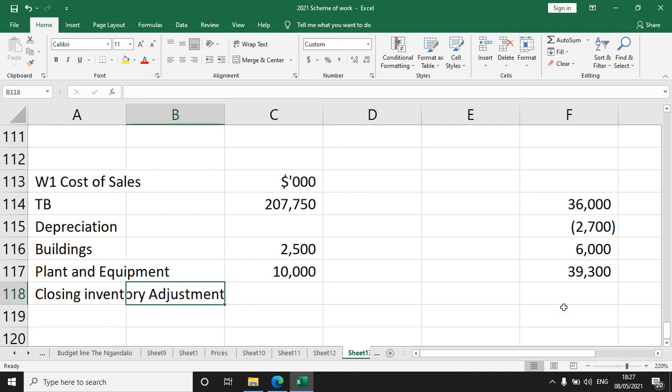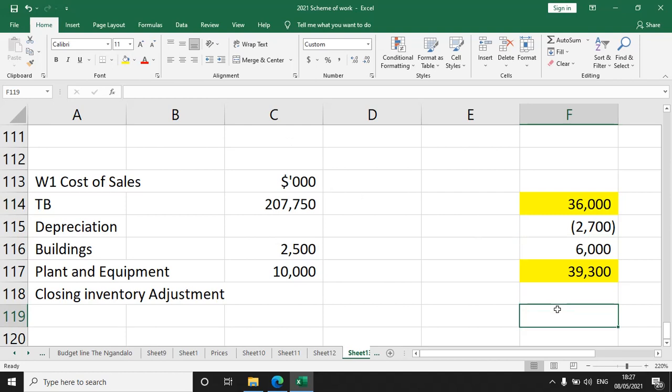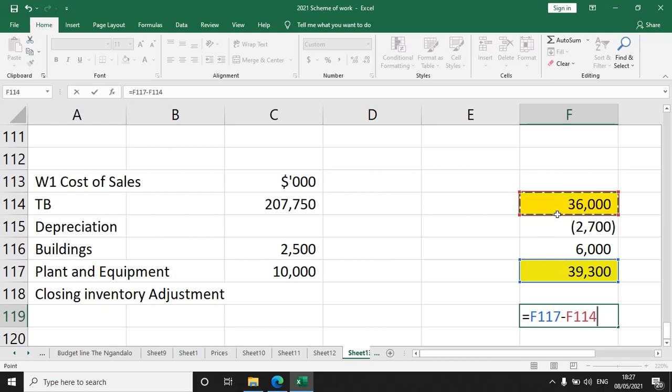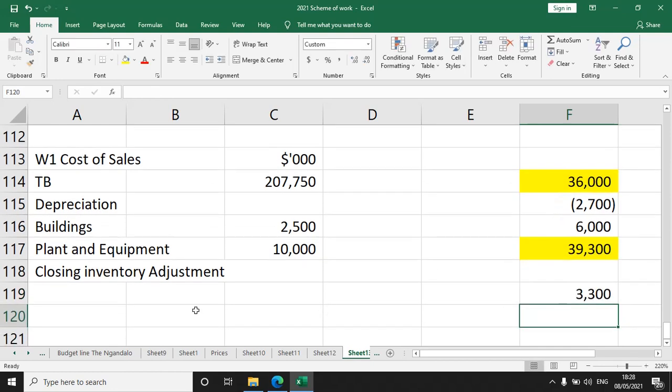39,300. So the difference between the 39 and this 36 is, let's try to check, minus that, I'm getting 33. Okay, so that 33 should be less from stock, because it appears that closing inventory was understated. The understatement of closing inventory means that the cost of sales was overstated.